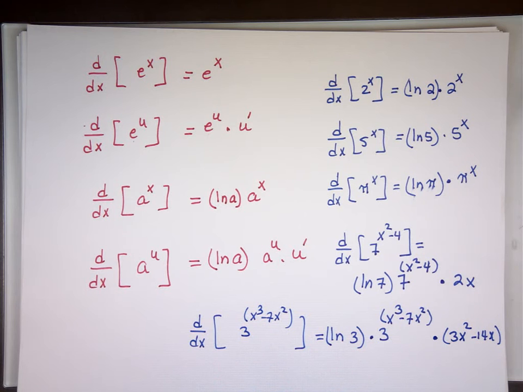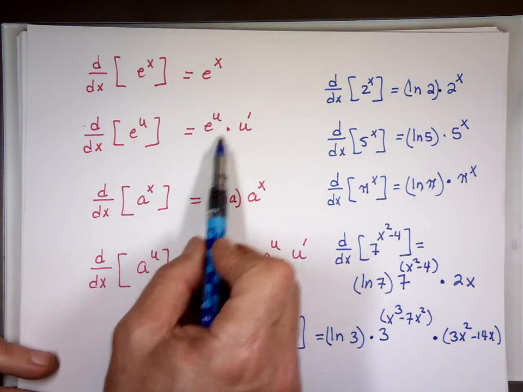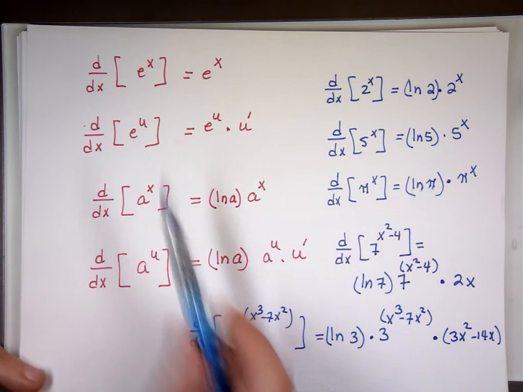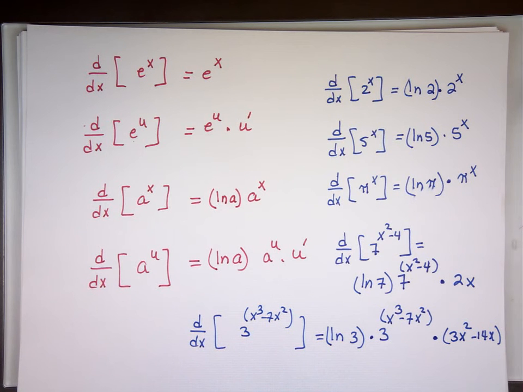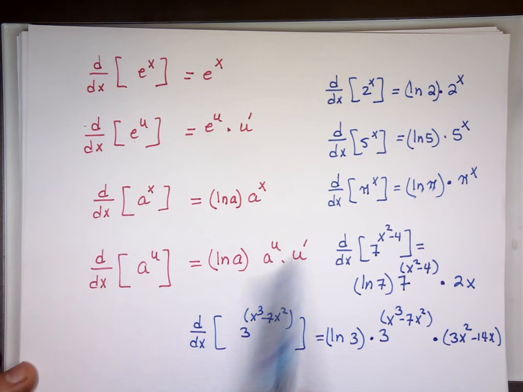These two are actually popular, e to the x and e to the u. But a to the x and a to the u, if I have to give a percentage how often you see them, I will say these probably less than 1% of the time.